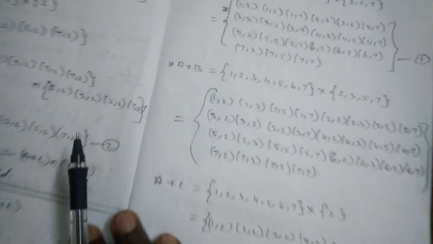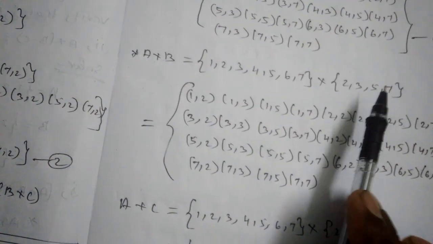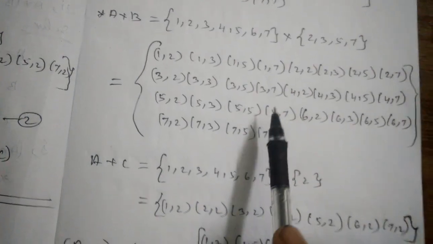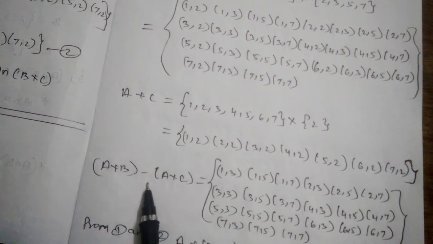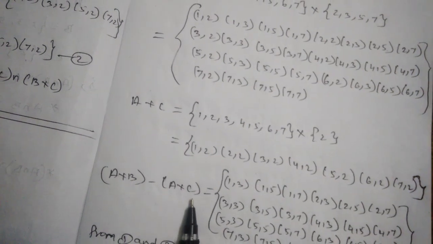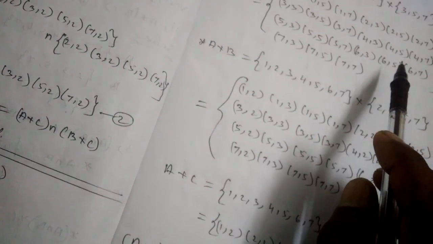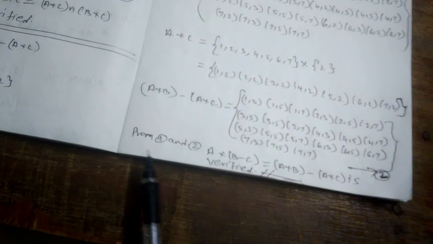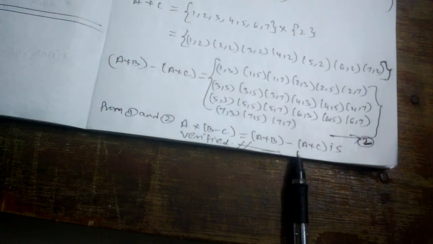And we go to the other side. A cross B we already know, multiplying this we get this set, and A cross C likewise, and then (A cross B) minus (A cross C). We get (A cross B) minus (A cross C) equal to the same set. Equation number 1 and equation number 2 are equal. From 1 and 2 they are equal. So A cross (B minus C) is equal to (A cross B) minus (A cross C). It is verified. That's all.